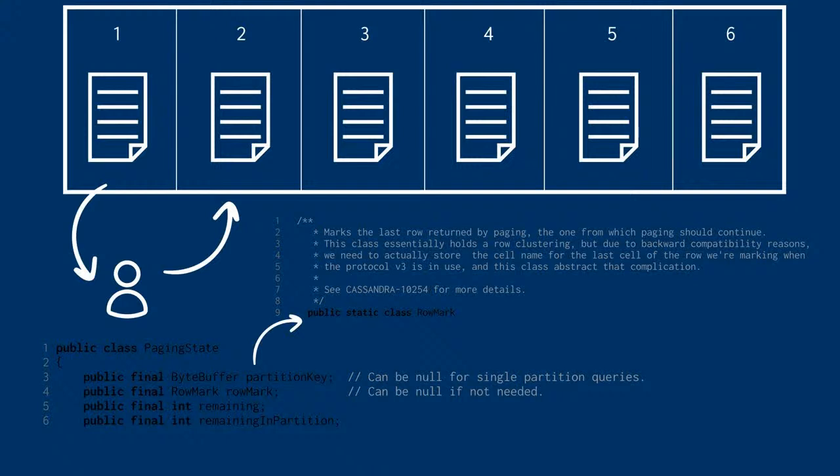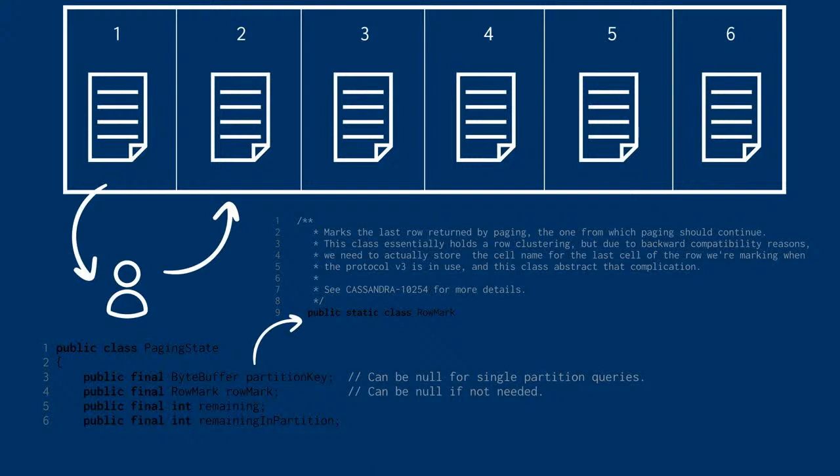I grabbed a little bit of the code out of the code base and put it in here for you. I hope you can see it. So that public class PagingState says ByteBuffer partitionKey. That tells you what partition key you were reading. And then there's something called a row mark.